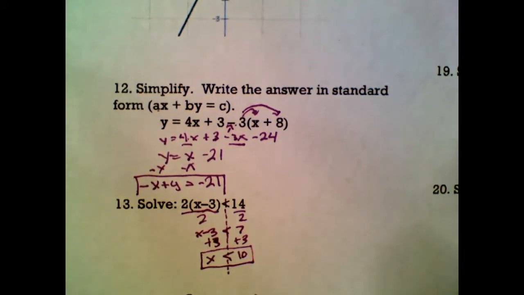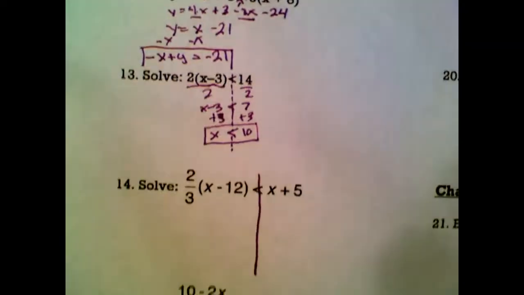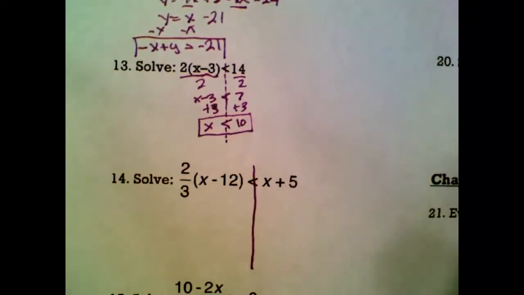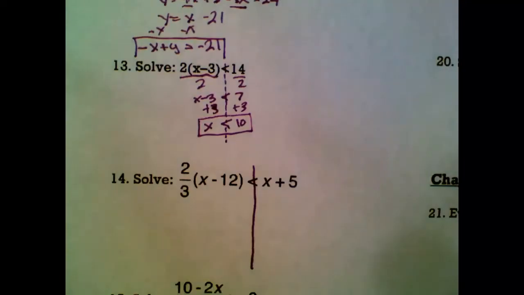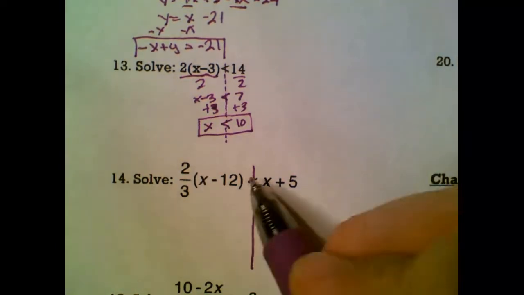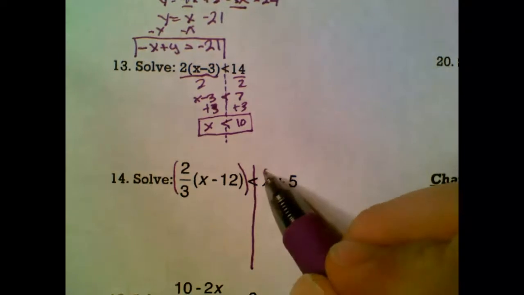Moving on to this one, got to solve this one. Again, railroad track method, just like before. Okay, so we have this 2/3 here. Make sure you got that in here. We need to get rid of that. One way to get rid of 2/3 is to multiply everything by 3/2. Multiply everything by 3/2 and that will get rid of it. So let's do that. Multiply the top and bottom by 3/2.